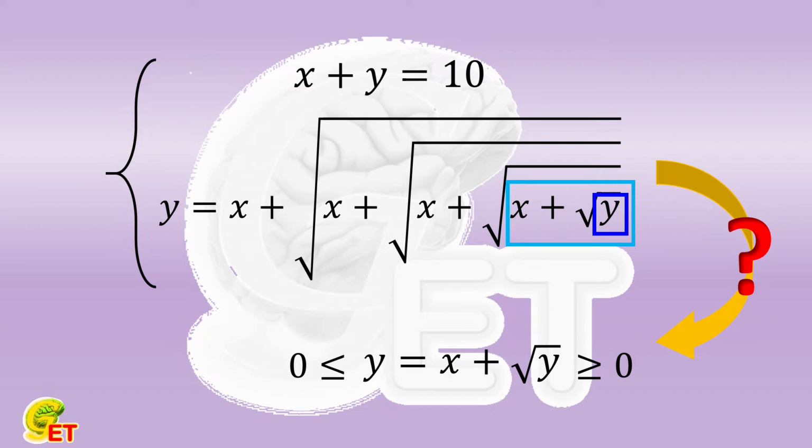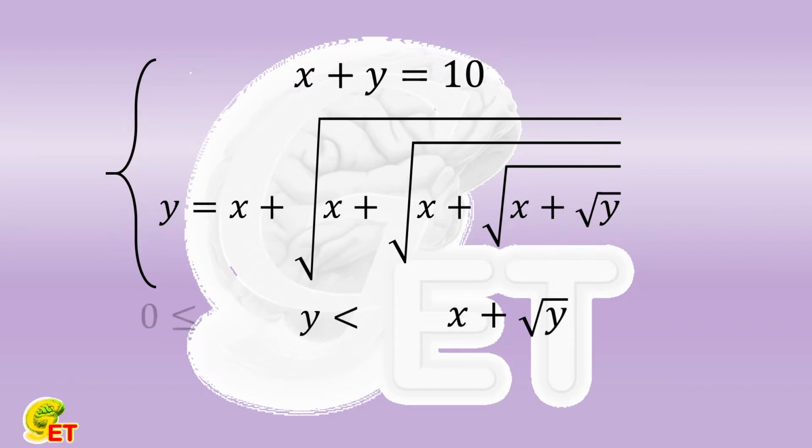Since the target is that y is equal to x plus the square root of y, we then assume that y is not equal to x plus the square root of y. There are two possibilities then. One is that y is smaller than x plus the square root of y. We root both sides of the inequality, and the direction of the inequality remains the same. And if we add x at the same time, the direction of the inequality remains the same.